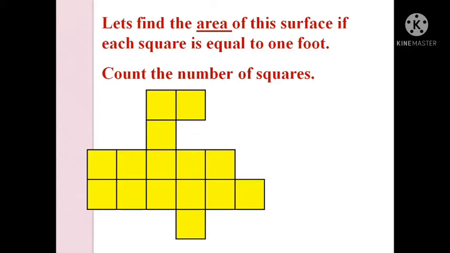Let us find the area of this surface if each square equals 1 foot. Now we are going to count the squares. So we have to count the space, right? So we are going to count the squares. Let us start to count the squares.